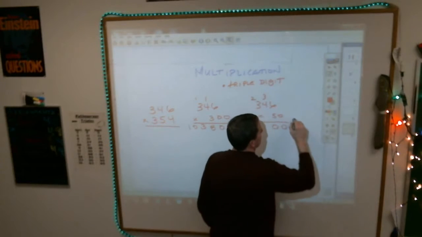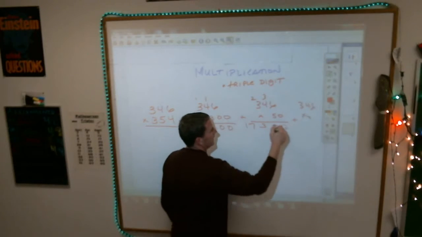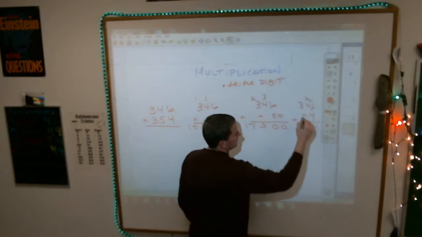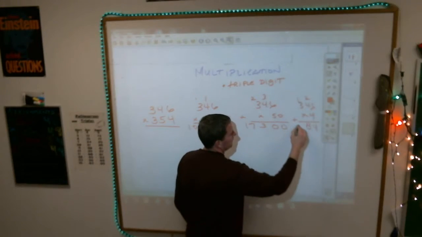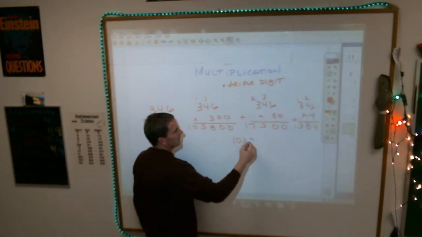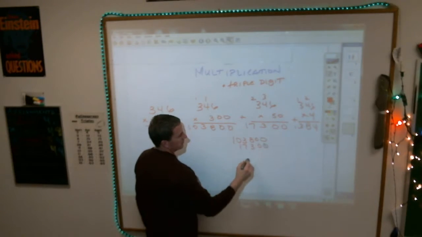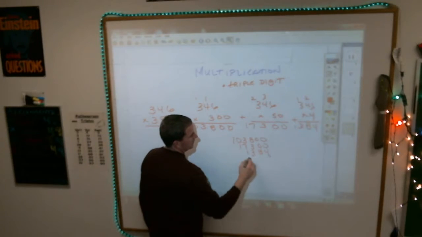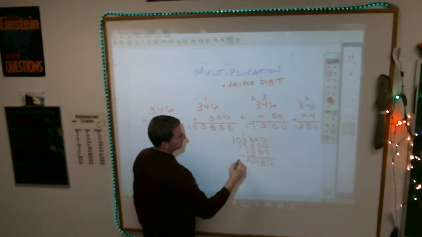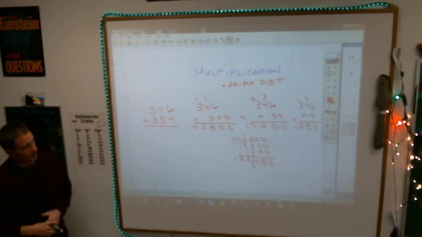And then to that, we are adding 346 times 4, which is 24, 2, 16, 18, 12, 13. And we're combining all those together, 103,800 plus 17,300 plus 1,384, putting all those together and getting our answer of, I hope this comes out, 122,484. I hope I did that right. We'll check in a minute.